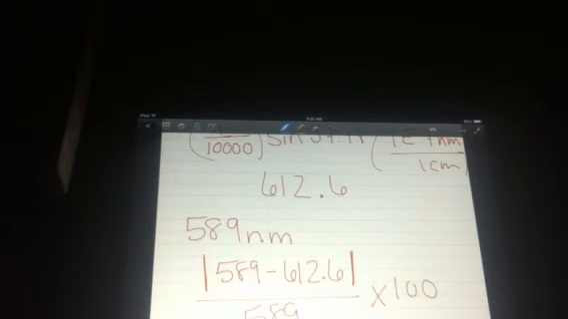Times by 100. Boom! 4% error. So this group did a great job. Man, y'all make it tough to figure out who the impressive group is this week. Anyway, those are your calculations on how to do this.